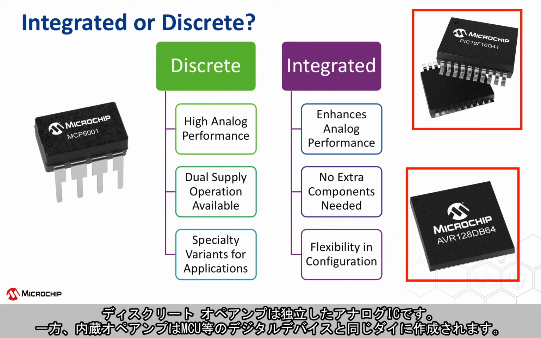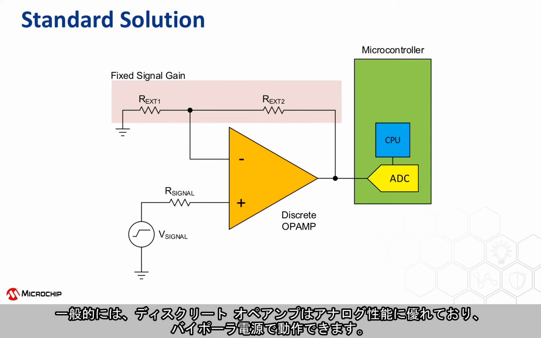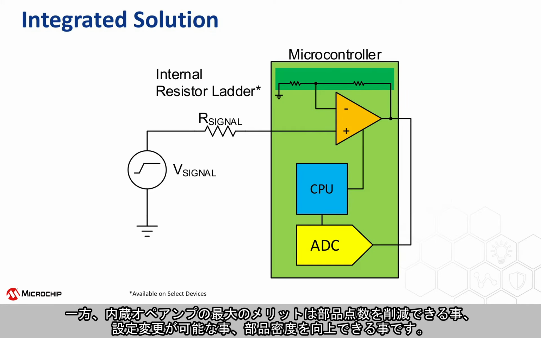Generally speaking, discrete op-amps have better analog performance and can have the ability to run on bipolar power, whereas the biggest benefit to the integrated op-amp is the reduction in the number of parts, the flexibility in configuring the op-amp, and the greater part density that can be achieved.